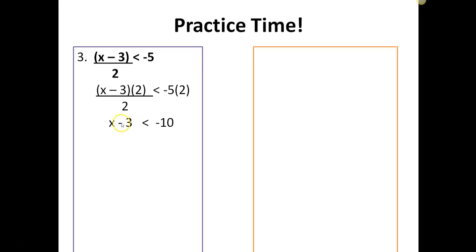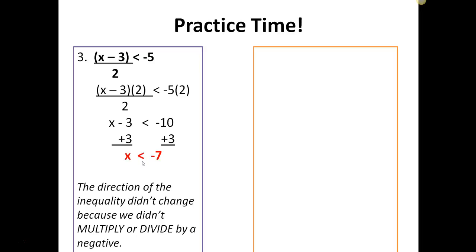And how do I get my x alone? Well, the opposite of subtracting 3 is to add 3 to both sides of the less than sign. So that leaves me x, because negative 3 plus 3 is 0, so I'm left with x is less than, and negative 10 plus 3 is negative 7. It says less than, so it stayed less than. Why would the answer stay in that same direction? Because we didn't multiply or divide by a negative. We're catching on. What about number 4?